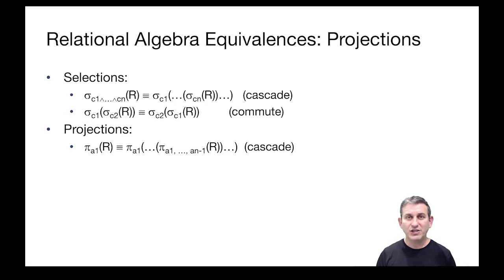Like selections, projections also have a cascade equivalence, but it works a bit differently. The general statement is that a projection can cascade to a superset of columns of the original projection. In our example here, we have a projection of A1 on R being equivalent to a projection of A1 on a projection of something bigger, A1 through An minus 1, of R. This allows us to do partial projection lower down in the plan before we do the final projection higher up in the plan.